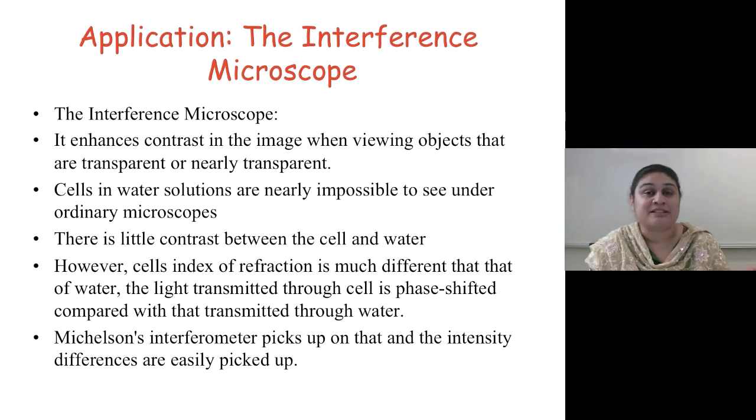Well, Michelson's interferometer is very important for the biology of cells, for example. It's called an interference microscope. What it does is it enhances contrast in the image when viewing objects that are transparent or nearly transparent. For example, cells in water solutions are nearly impossible to see under ordinary microscopes unless you add some kind of dye to them. But in this case, you won't have to add a dye because the index of refraction of water is much different than that of the cell.